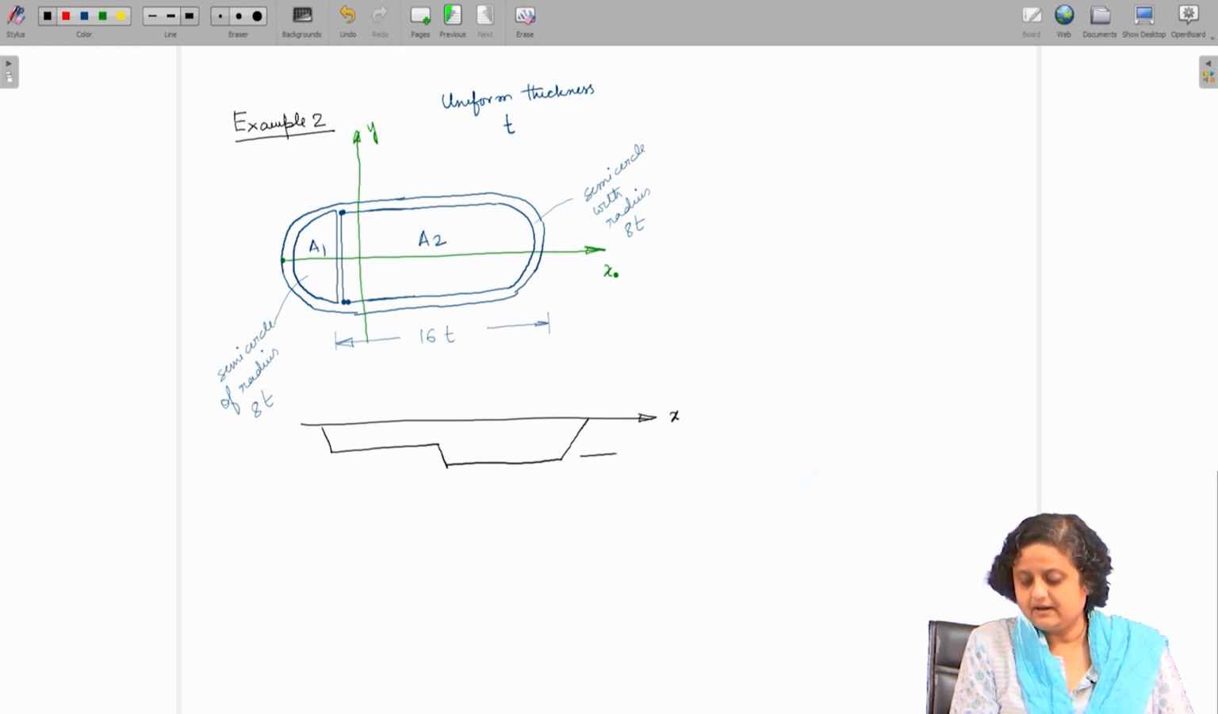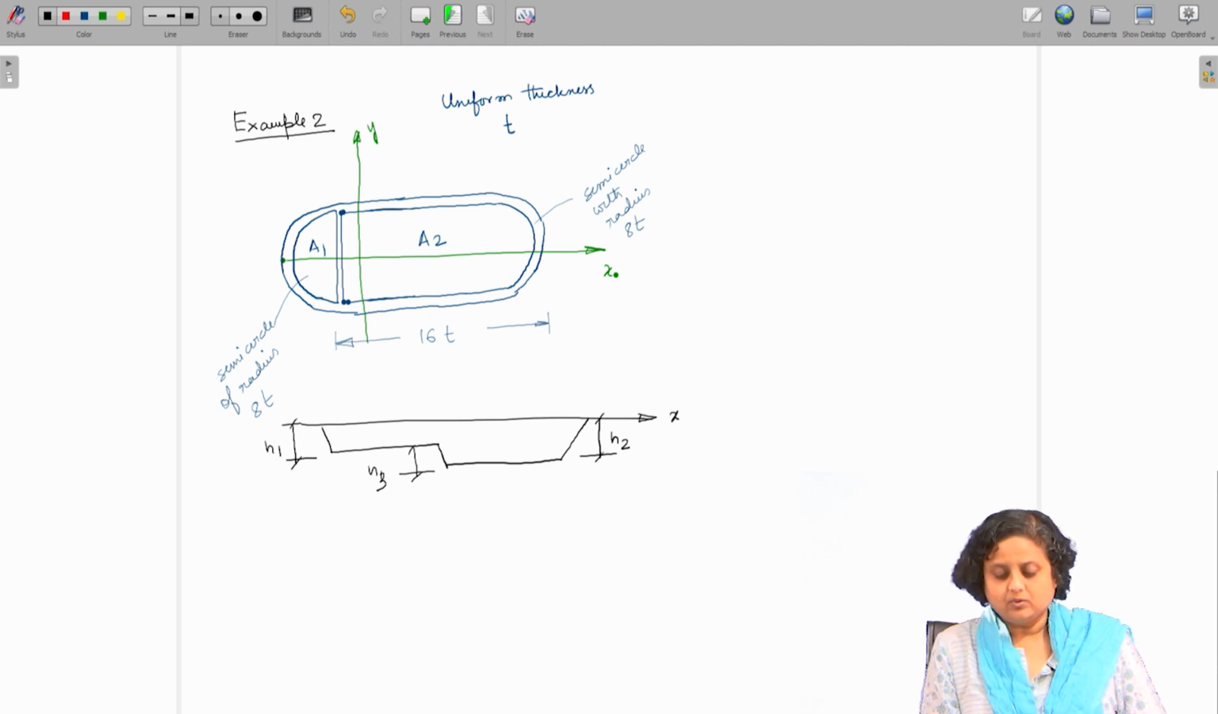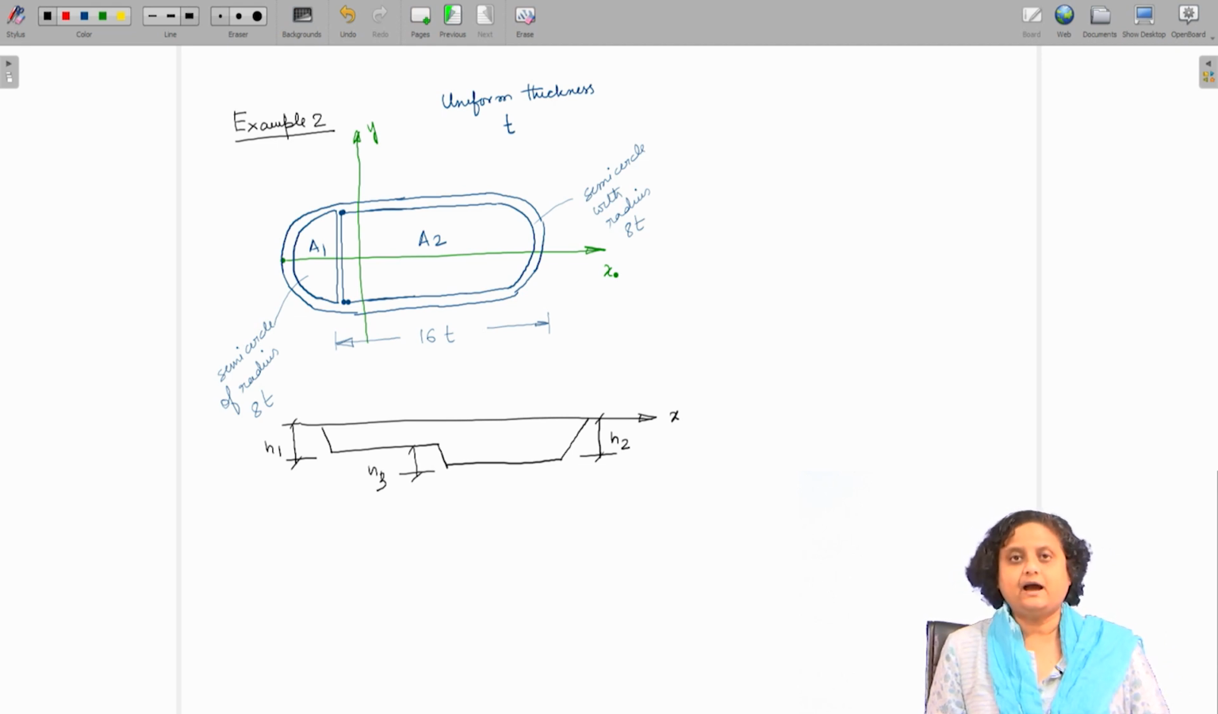So, let me name this as H2, this as H1, this as H3, and this as H1. Now, one thing I should mention is that I have arbitrarily chosen this shape of the membrane.